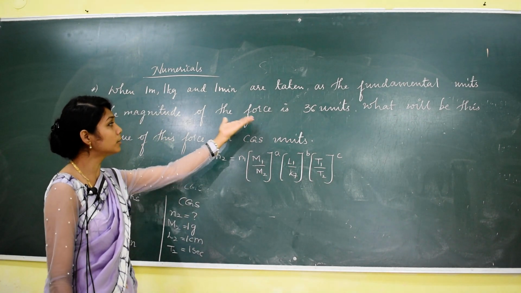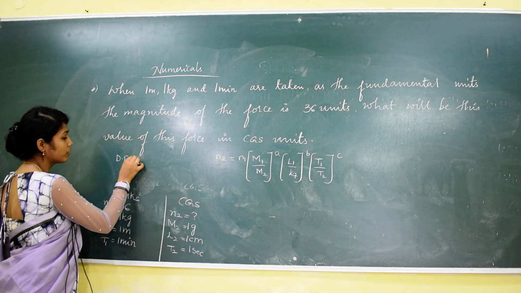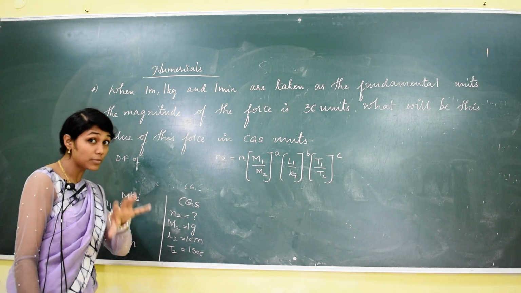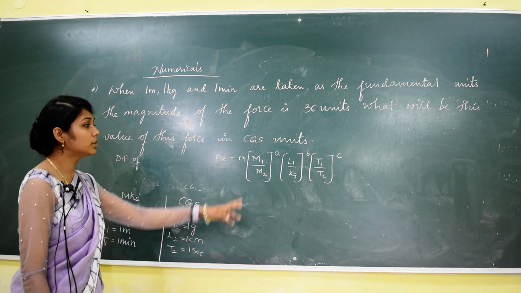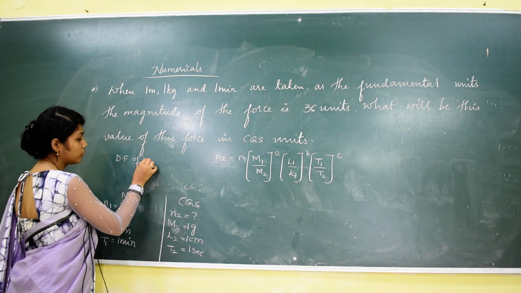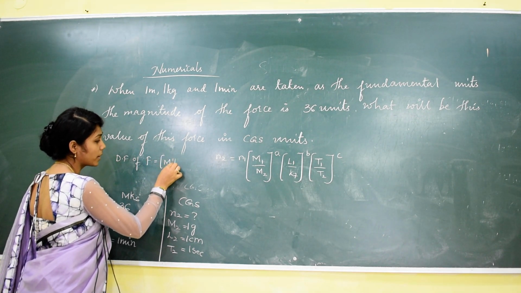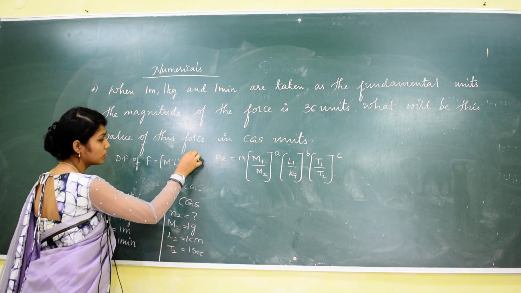They have given the force here, so I have to write the dimensional formula of force. The dimensions of force will give you the values of a, b, c there. The dimensional formula of force is M raised to 1, L raised to 1, T raised to minus 2.